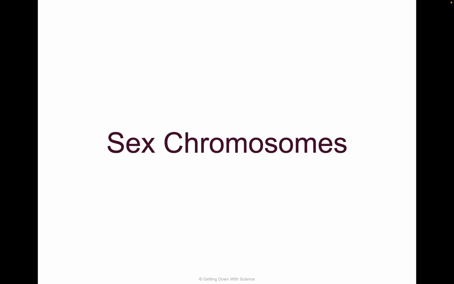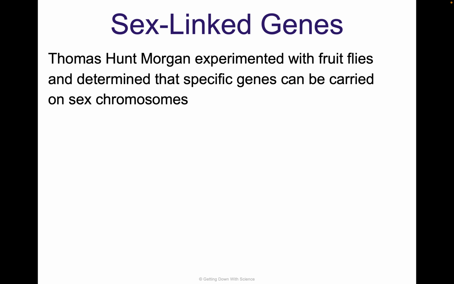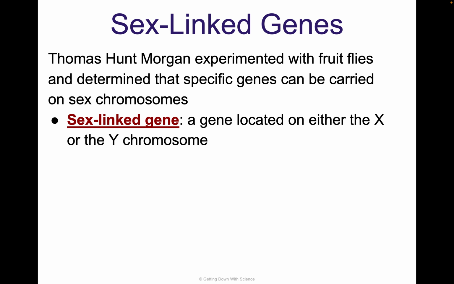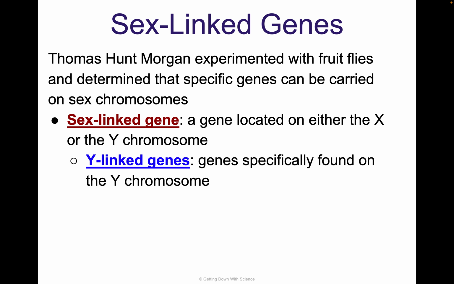Okay, some genes that code for phenotypes can be found on the sex chromosome. So we call those sex-linked genes. Thomas Hunt Morgan experimented with fruit flies and determined that specific genes can be carried on sex chromosomes. We call those sex-linked genes. It is a gene that's located either on the X or the Y chromosome.